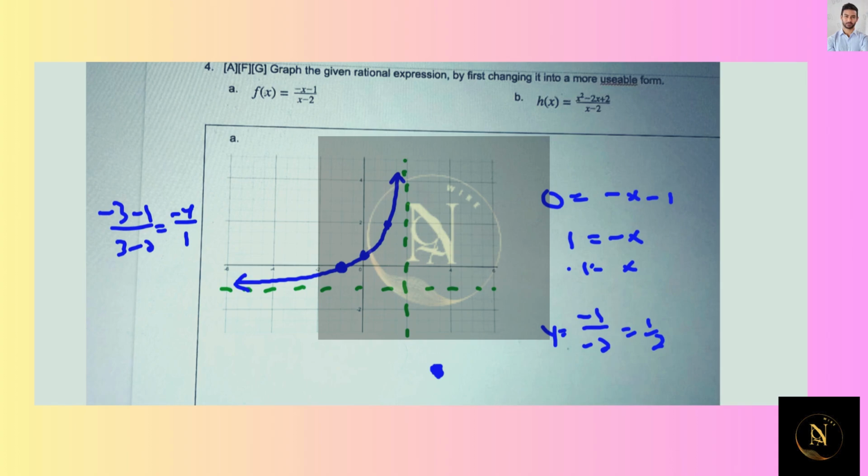And when x is 4, then it'd be -4 minus 1 over 4 minus 2, or -5 over 2, or -2.5. When x is 5, you'd get -5 minus 1 over 5 minus 2, or -6 over 3, which is -2. Enough to get an idea of the behavior.